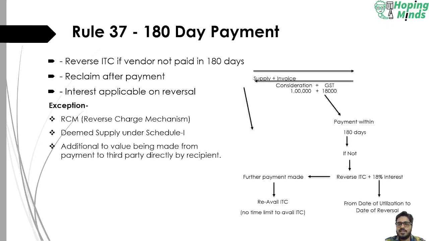Rule 37 deals with 180-day payment terms. So an important thing to note here is that on the reversal of input tax credit, interest has to be paid from the date of utilization till the date of reversal.